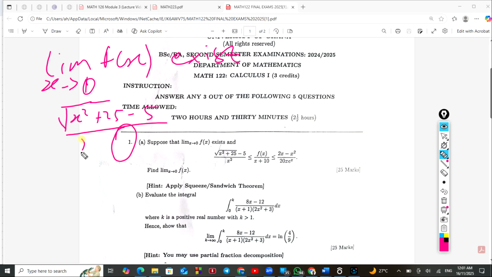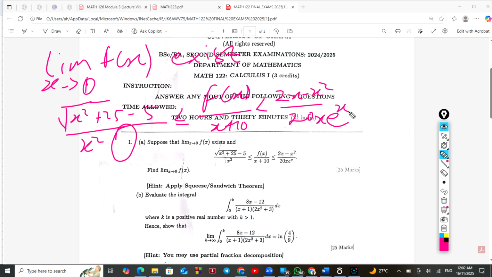all over x square is less than or equal to f of x all over x plus 10, which is also less than or equal to 2x minus x squared all over 20 e to the power x, so 20x e to the power x. Find the limit of f of x. So we are finding what? We are finding the limit as x approaches 0 of f of x.